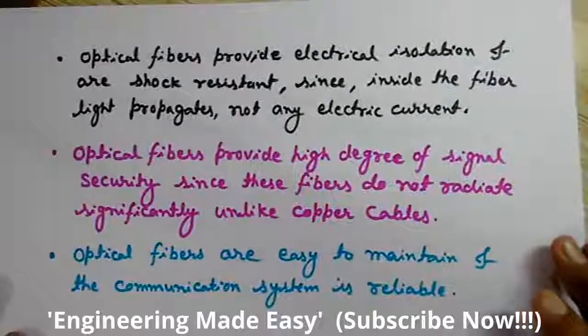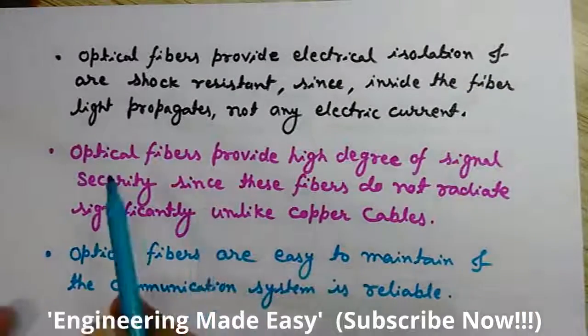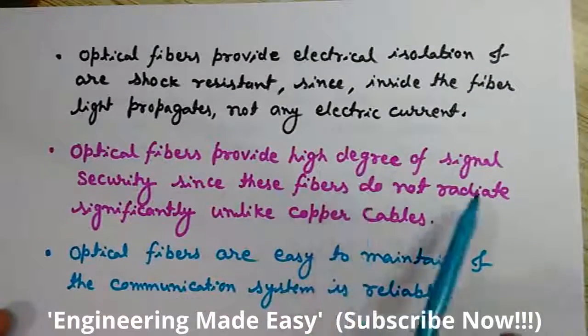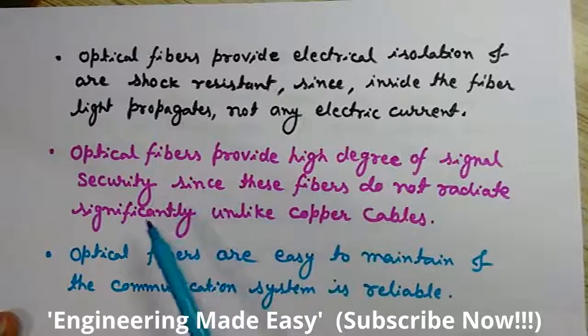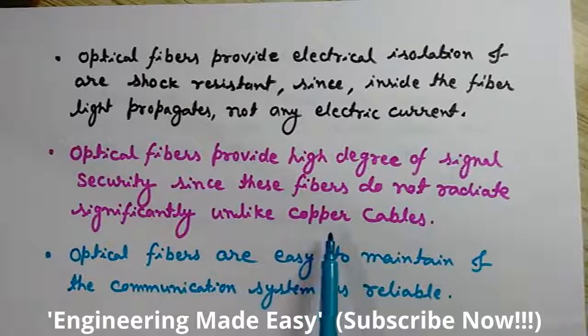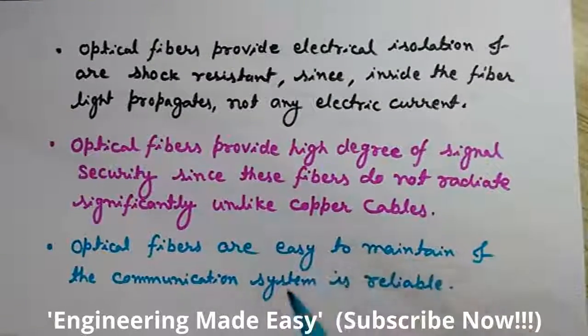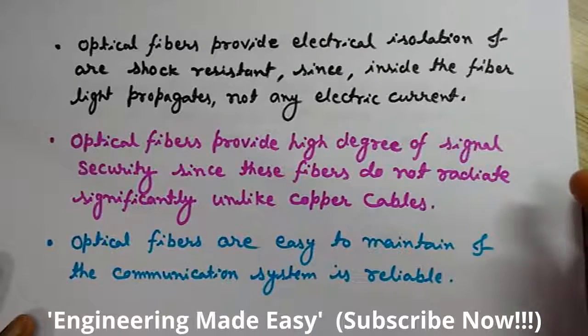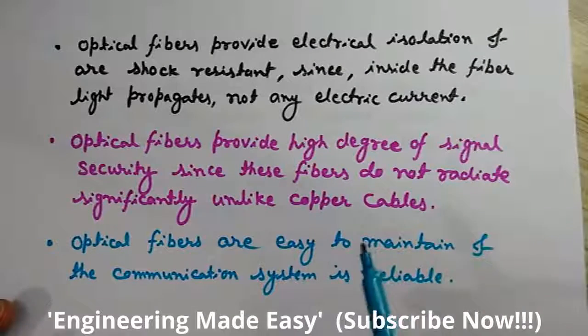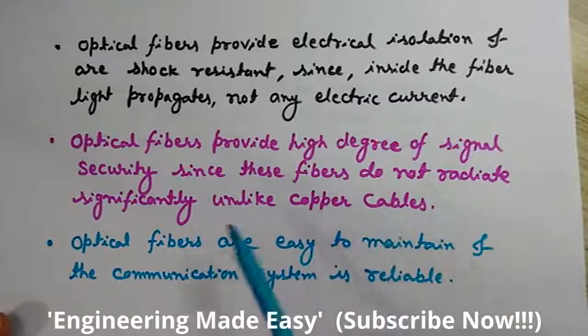So it is also one more advantage. Optical fibers provide a high degree of signal security. How? Since these fibers do not radiate significantly, unlike copper cables. Copper cables radiate, but optical fibers do not. So the chances of stealing or breaking of the security are not easy.